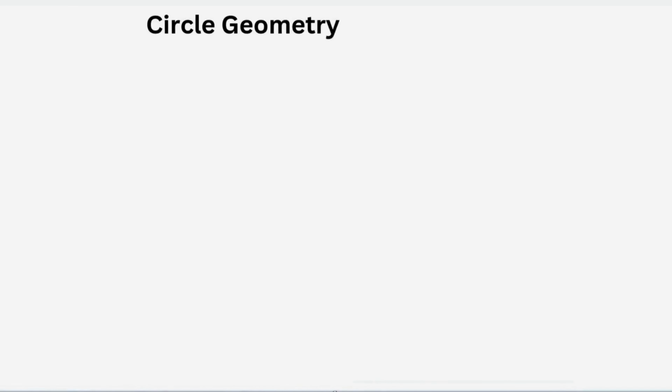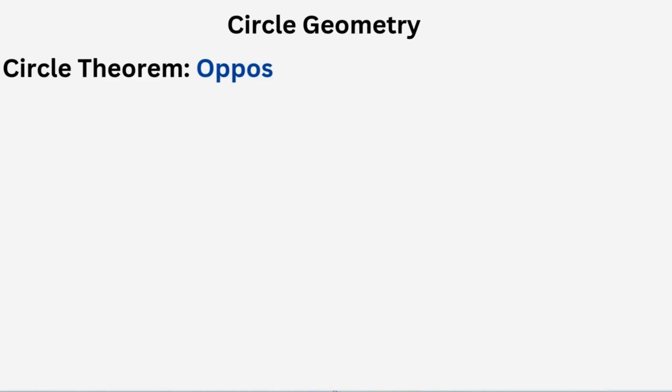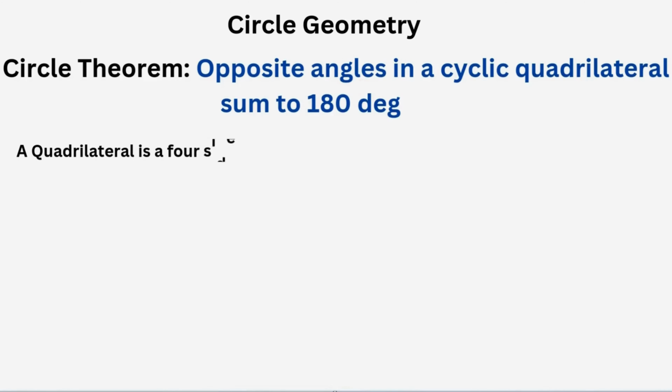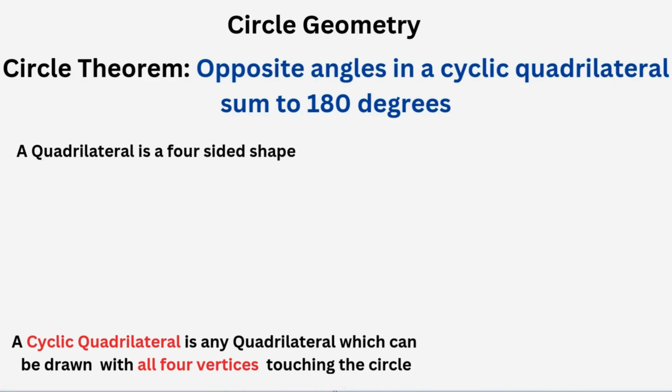Good day everyone. In today's video we're going to address another circle theorem, and it states that opposite angles in a cyclic quadrilateral sum to 180 degrees. What is a quadrilateral? It's a four-sided shape. So a cyclic quadrilateral is any quadrilateral which can be drawn with all four vertices touching a circle.